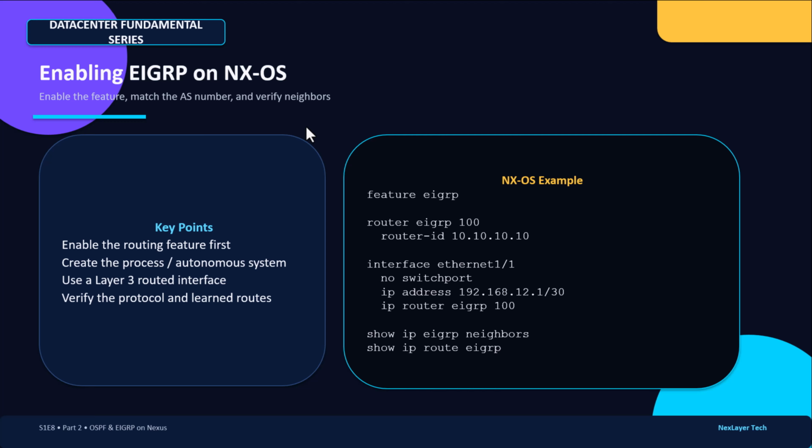If the neighbor relationship does not appear, check the interface status, IP connectivity, EIGRP autonomous system number, and any authentication or filtering configuration.